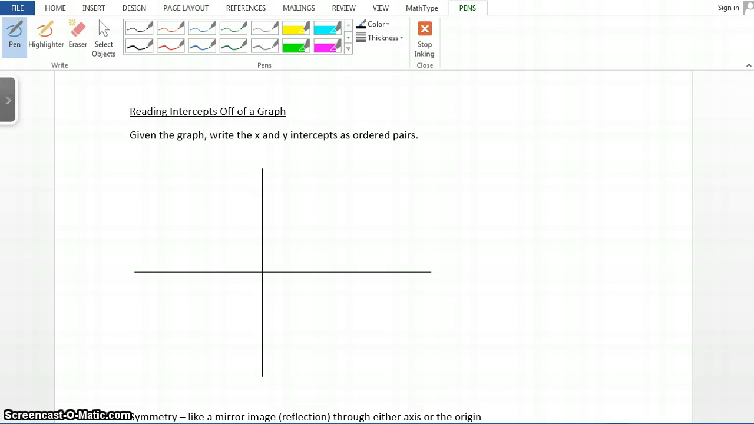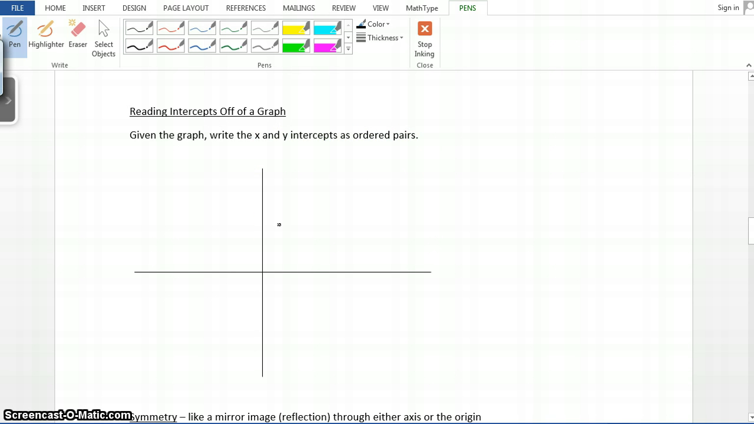Alright, here's the second video for section 2.2. This deals with reading intercepts off of a graph. What we just got finished doing was finding intercepts algebraically. Now, if you're given the graph, can you read them properly off of a graph? The main thing is writing them as ordered pairs and getting those zeros in the right spots. So, given a graph, write the x and the y intercepts as ordered pairs.